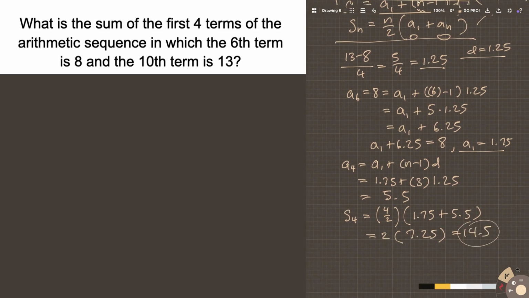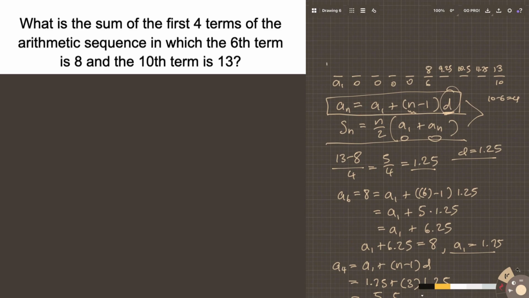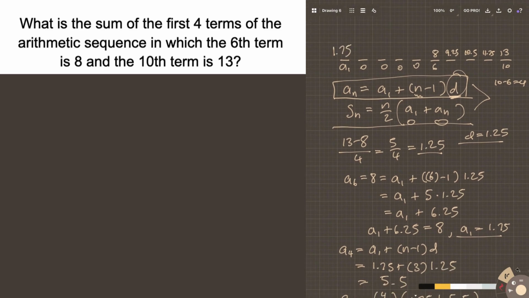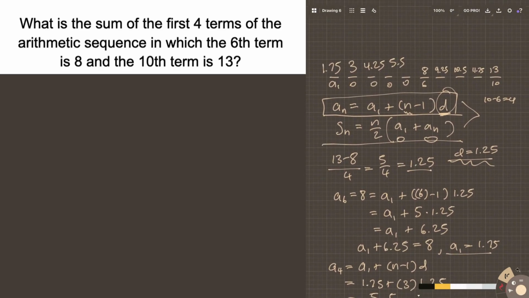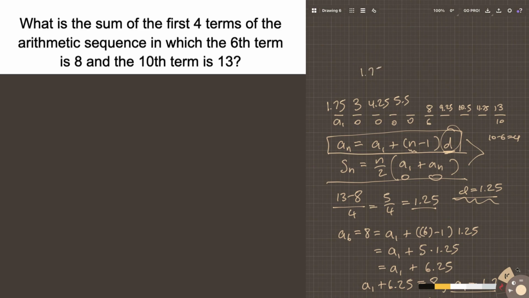So a of 1 we already found out was 1.75, and the difference is d, 1.25. So that means a of 2 is 1.75 plus 1.25, so that would be 3. The third term is 3 plus 1.25, which is 4.25. And the fourth term is 4.25 plus 1.25, which is 5.5. So if we were to add these numbers together, we would get 1.75 plus 3 plus 4.25 plus 5.5. And in the end, that is again 14.5.